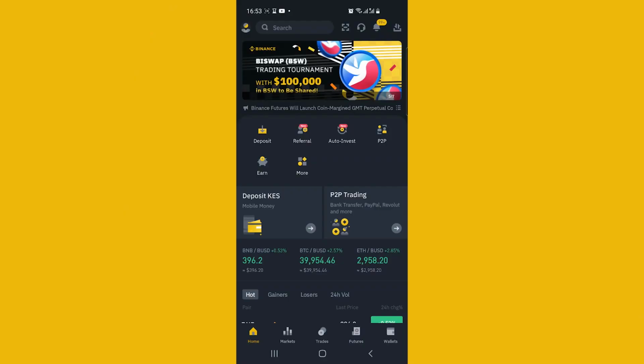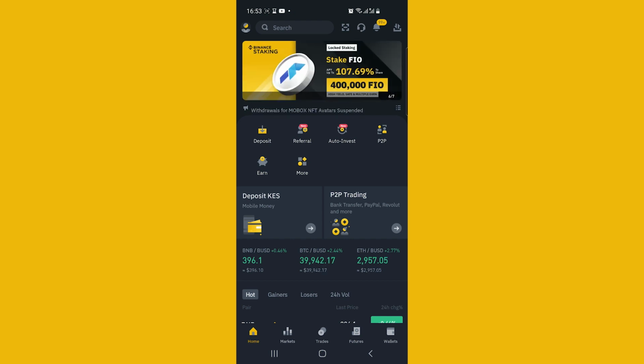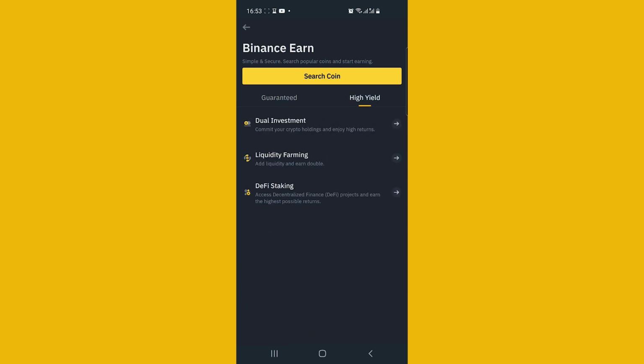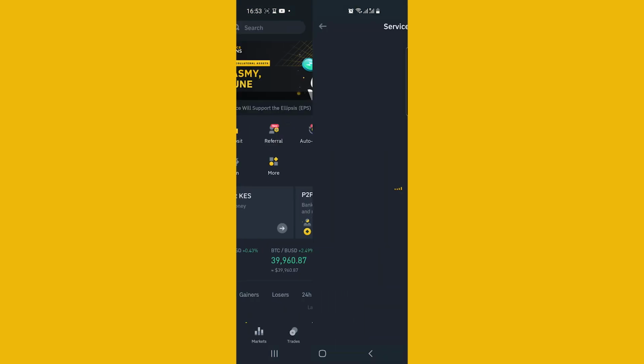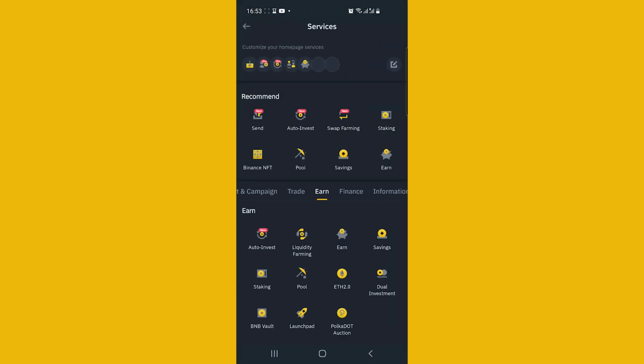Now, let's take a look at how you can make a dual investment on your Binance mobile app. To access the feature, you can use two methods. You can log in, go to Earn, select High Yield, then select Dual Investment. The second method is to click More on the icon section, select Earn, then select Dual Investment.